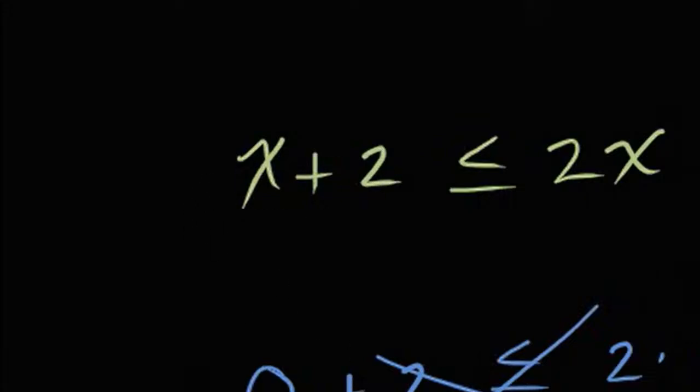So 2 plus 2 needs to be less than or equal to 2 times 2. So 4 needs to be less than or equal to 4. Well, 4 is equal to 4, and it just has to be less than or equal. So this satisfies this inequality.